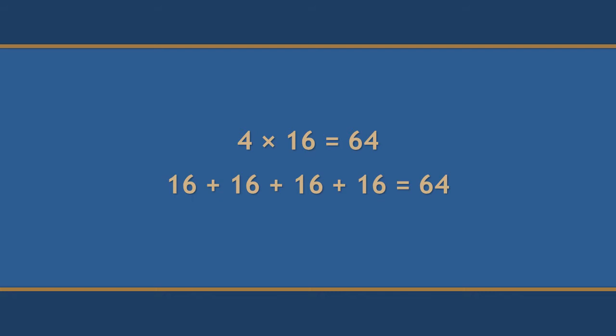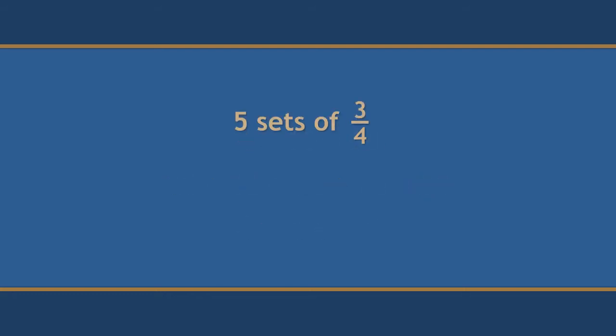Now, like we've talked about before, multiplication is a shortcut for addition. Instead of having to add 16 4 times, we can just multiply it and come up with the product. So what we're saying is that 4 times 16 equals 64 is showing us 4 sets of 16. Well, now let's take a look at it with fractions.